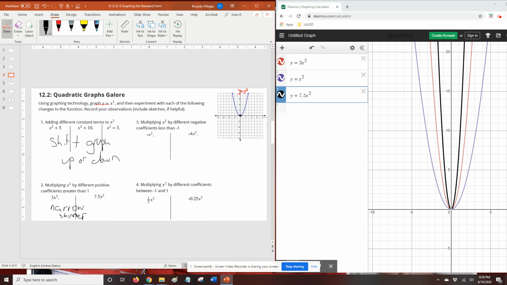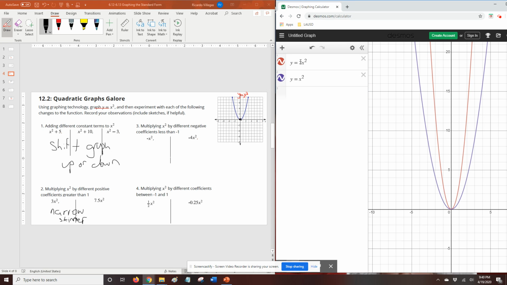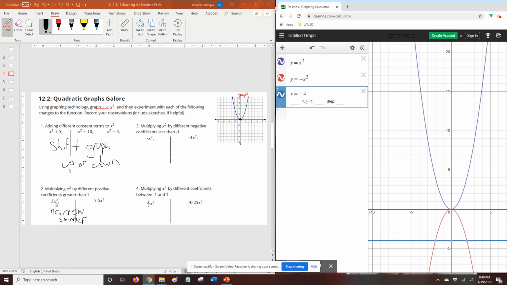So let's keep this equation here because that's the original. So let's type in here y equals -x squared. And what do you see here? The graph basically went down. All right, and if I were to type in the second equation, we just learned that if we multiply the x squared by a number greater than 1, it's going to get narrow or skinnier. If I multiply by a -4, our graph, and this is a blue one, not only did it go downward, but it also got skinnier because of that form.